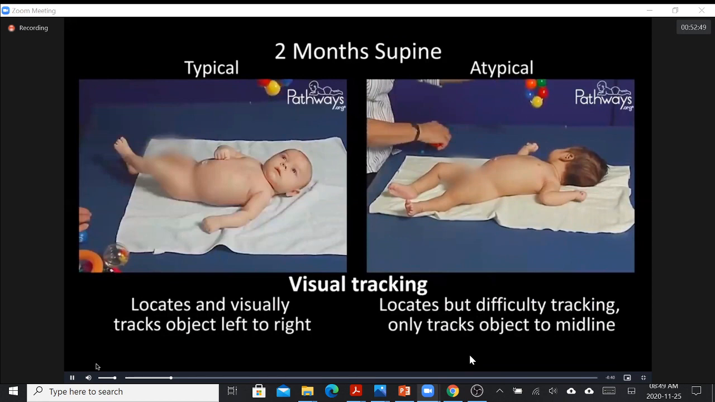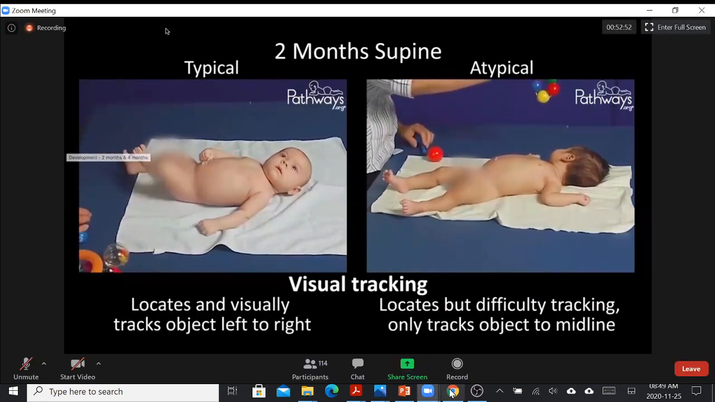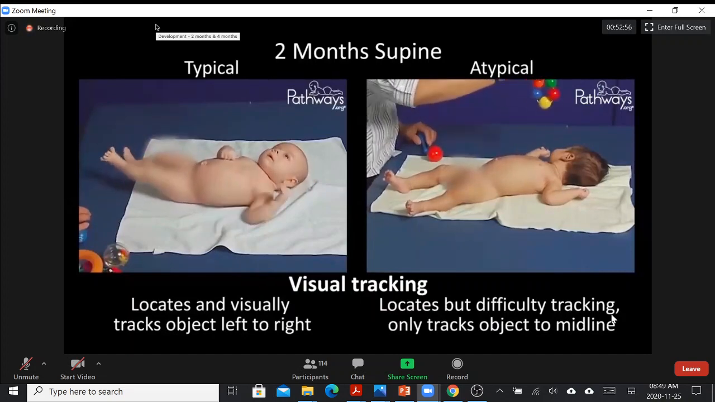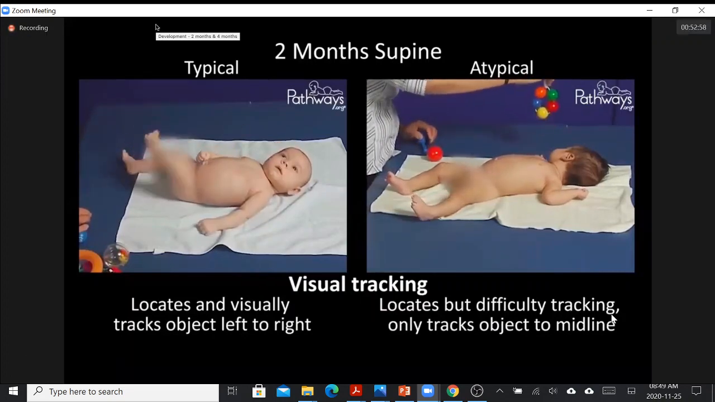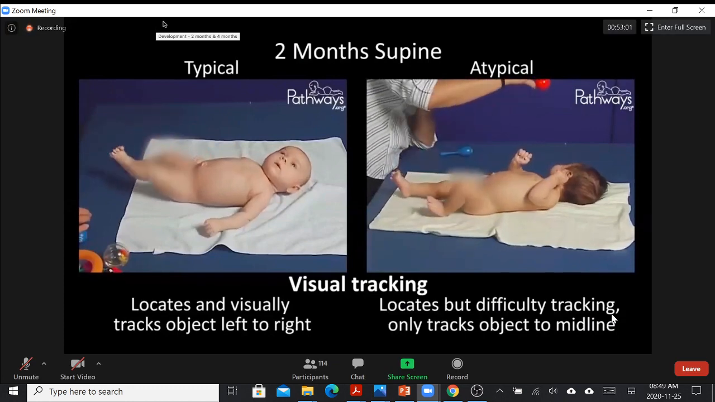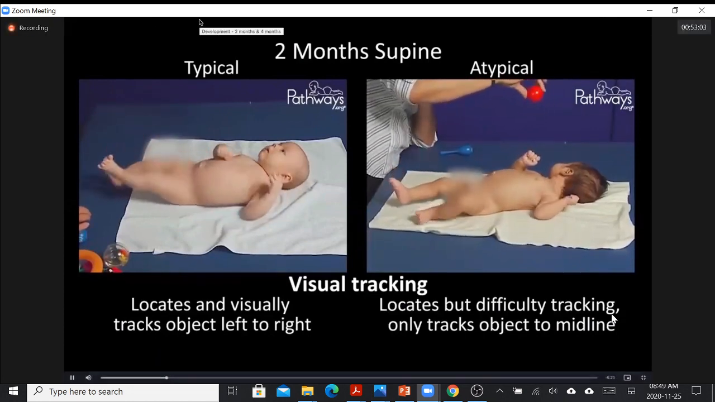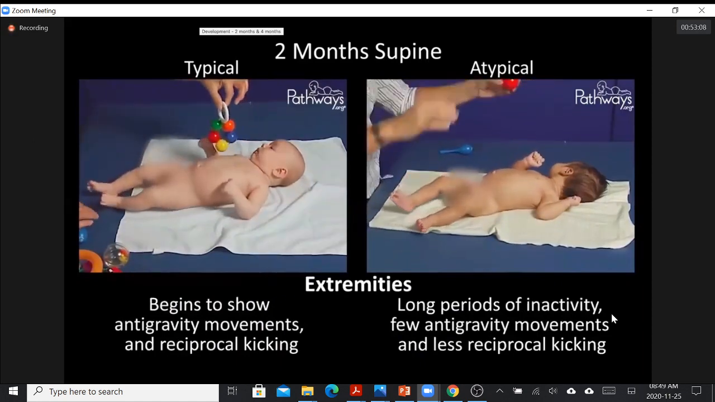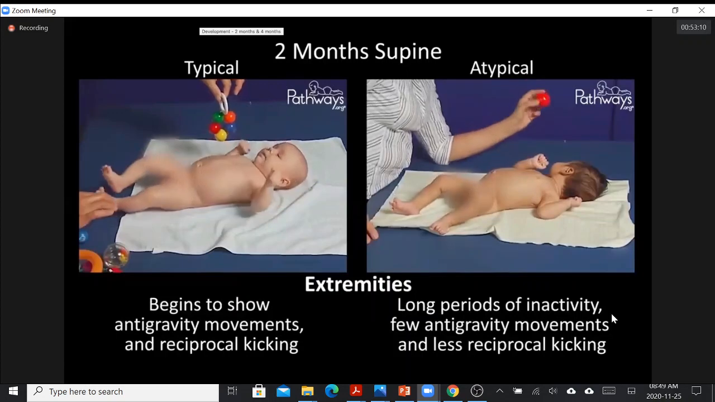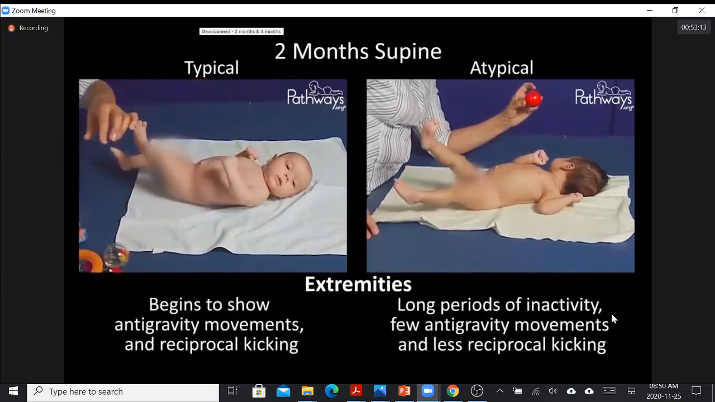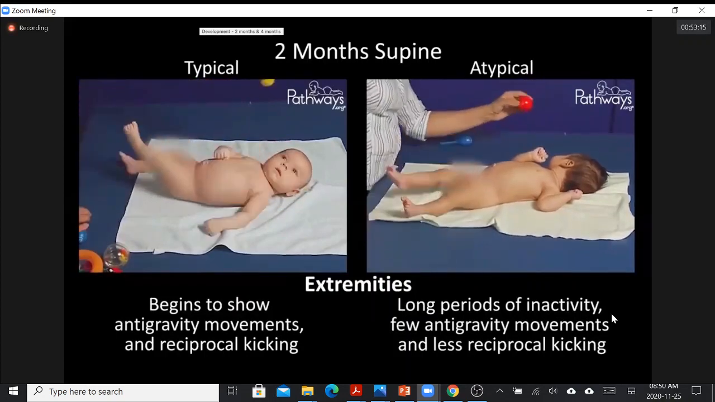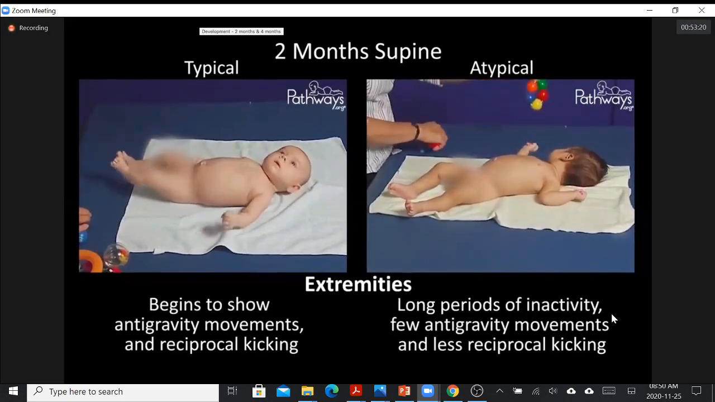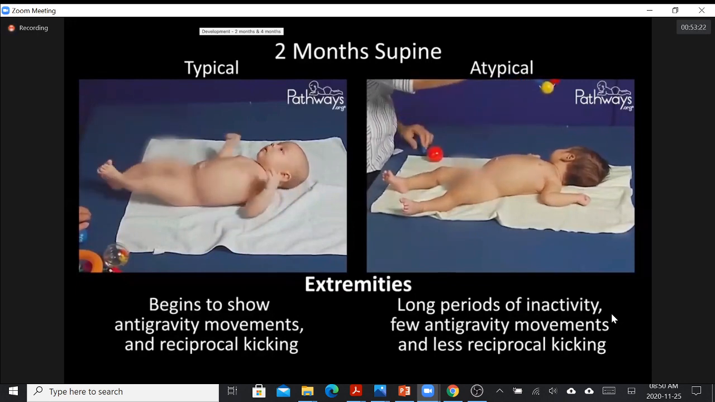Periods, while the developing baby on the right has a more predominance of head turning to one side and a strong ATNR, asymmetrical tonic neck reflex. Visual tracking. Notice the typically developing baby can locate the object, but has difficulty visually tracking, and only tracks objects to midline. Extremities. See how the infant on the left begins to show extremity anti-gravity movements and reciprocal kicking, while the atypically developing baby on the right has long periods of inactivity, few anti-gravity movements, and less reciprocal kicking.